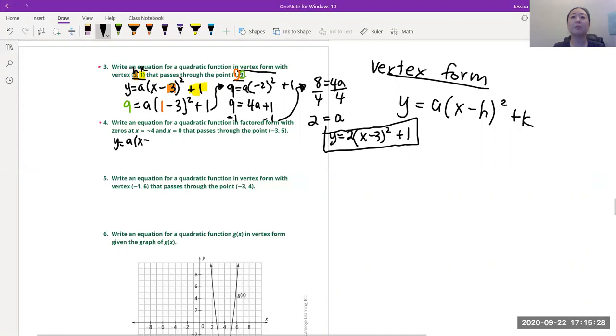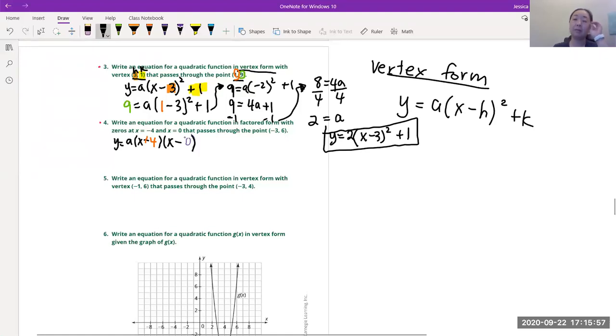So I'm going to go, let's see if we can do it this way. Oh no, let's do it. So -4, that's another way to do it if you want to. And then times x minus, that's going to be 0. Let's do this color. All right, so that's going to be 0.